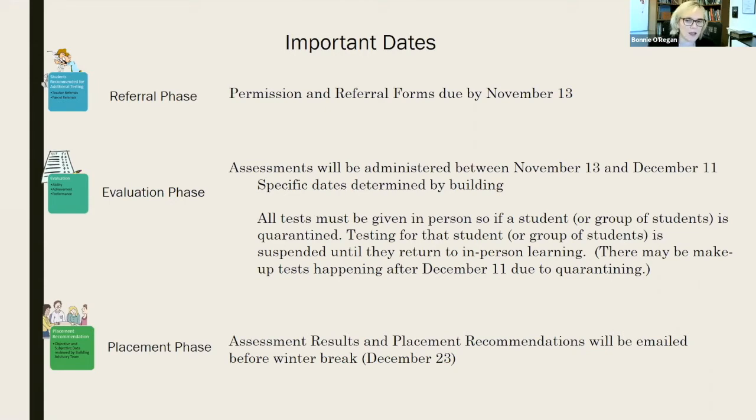We will make sure that we have all of the information that we need in order to make those placement recommendations. The results of all of the assessments that we do as part of this process will be emailed to you along with the placement recommendations before winter break, which is December 23rd. I'd like to say that I'll get those out before that, but the deadline is the 23rd. You will know what the results are at that point in time.